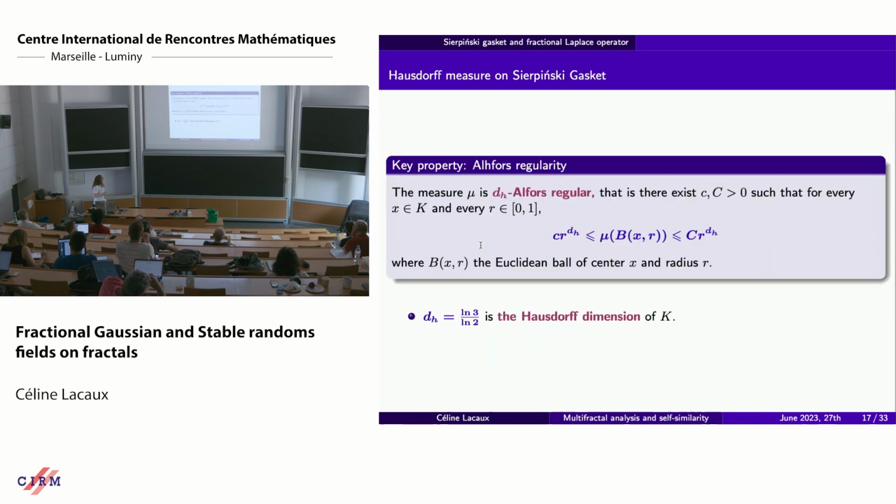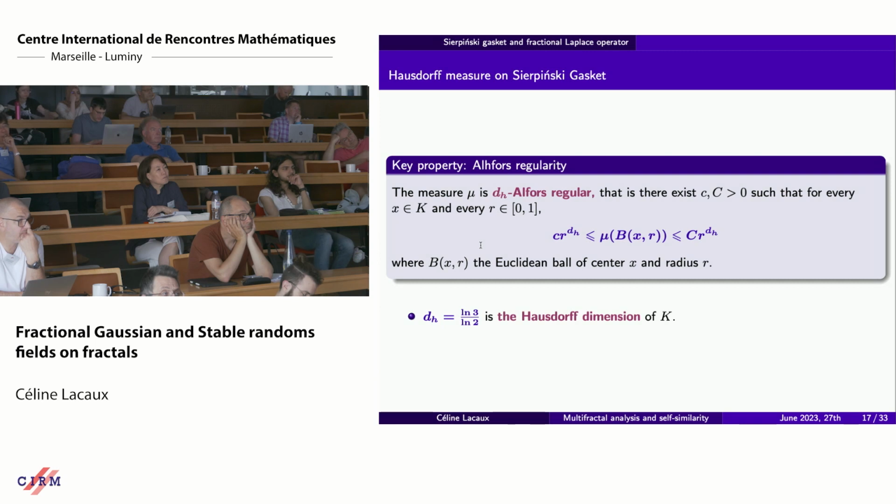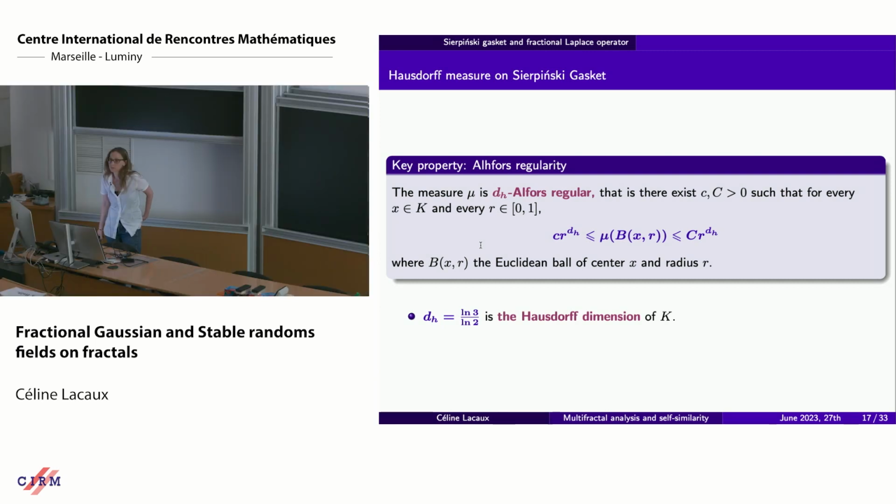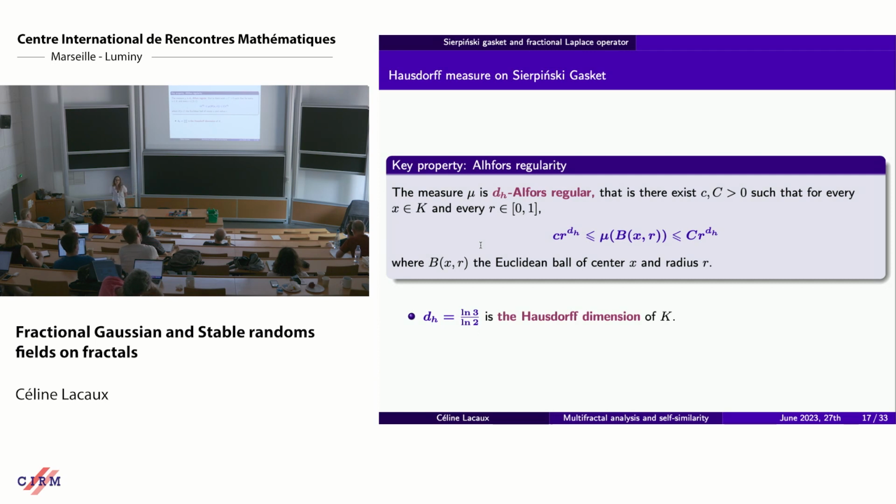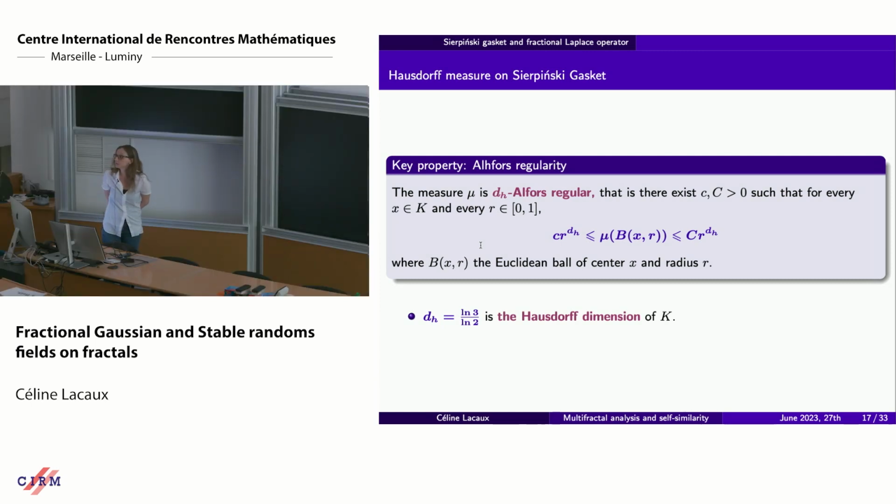So one property, I think that we have seen it in several talks. One key property for the study we have done is that this measure is alpha regular. So that means that when I say you can apply this to any fractal, you must have chosen a measure mu which is alpha regular if you want to have the same result. So the measure there is alpha regular. That means that the mass of a ball of radius r is, in some sense, of the order r to the power dh. And here dh is the Hausdorff dimension of your Sierpinski gasket. So this Hausdorff dimension is known as ln of 3 over ln of 2.